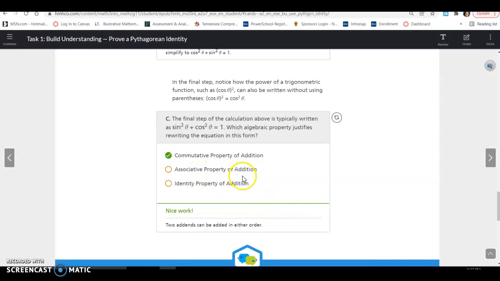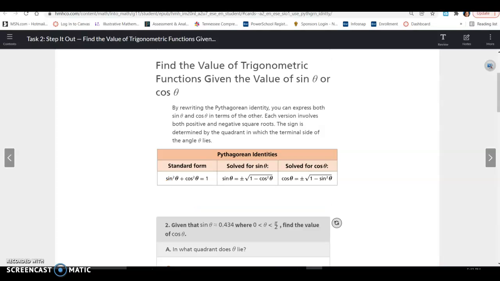Remember, associative property usually has three things, and again, grouping them in different orders to do them in a different order would be associative property. And then the identity property is just when you multiply something by 1 to get itself back. That is the identity. All right, that's all for task 1. If you have any questions, let me know.